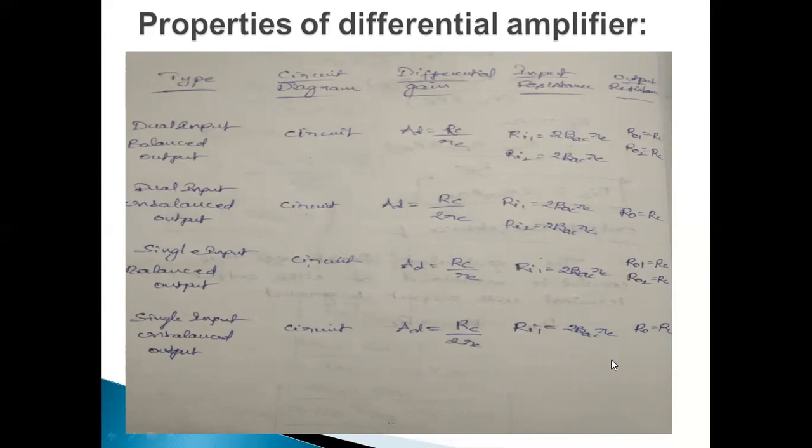For the fourth configuration, that is the single input unbalanced output configuration, we are taking the output at only one collector with respect to ground. So that's why we have only one output resistance. That is R0 equal to RC. So this is the main classification, or comparison, of the four types of differential amplifiers.